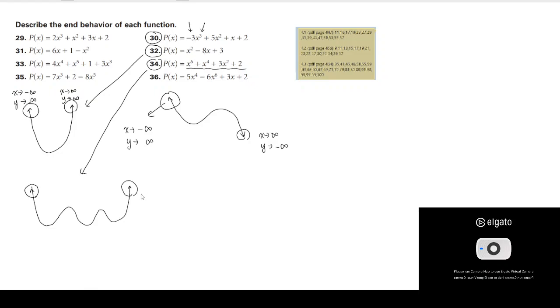Okay? So how do we describe it? As x approaches infinity, y approaches infinity. For the left-hand side, as x approaches negative infinity, y approaches infinity. Okay?